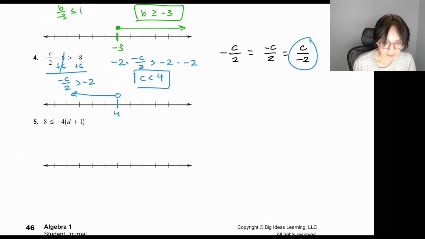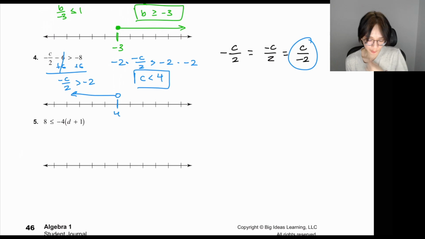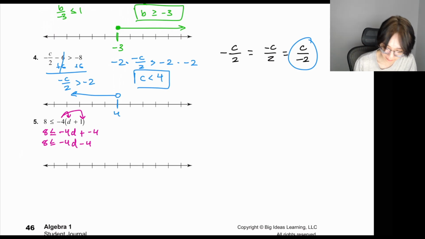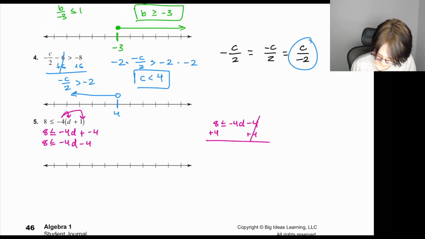And this last one, if you remember the distributive property, I'm going to write this one out. 8 is less than or equal to negative 4 times d, which is negative 4d, plus negative 4 times 1, which is negative 4. If I want to simplify this, adding a negative is the same thing as subtraction. So negative 4d minus 4. That's the same exact thing. And then we do the same kind of work from here. I'm going to add 4 to both sides, so that cancels out.